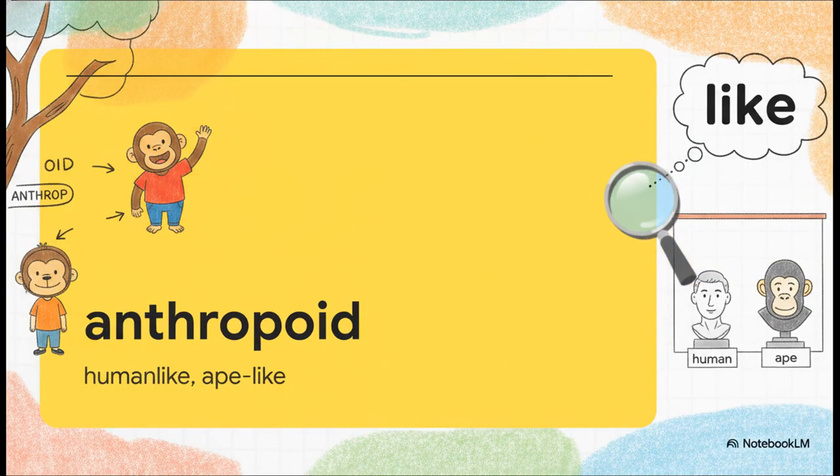And that brings us to anthropoid. When we break this one down, anthrop plus oid, we uncover a really powerful suffix. The ending oid just means like or resembling. So anthropoid simply means something that resembles a human, like an ape standing upright. Your memory line for this one is super straightforward. Oid means like, so anthropoid means human-like.